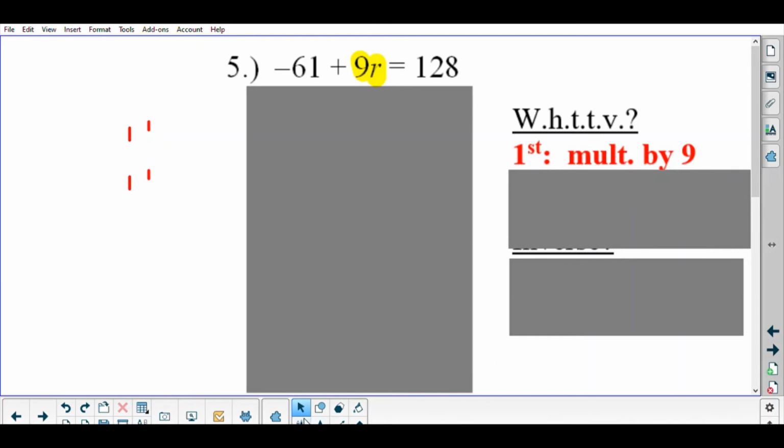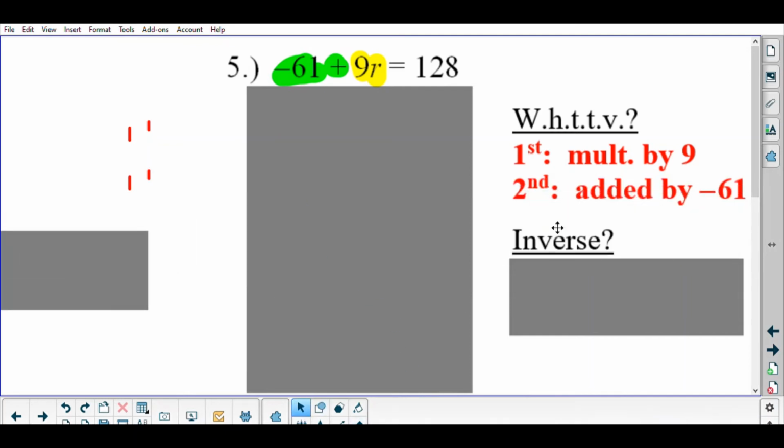Then, the second thing happening to the variable, if you continue to read to the left, and you're like, whoa, were you allowed to read right to left? Yes. The order of addition and multiplication does not matter, so you can read backwards. The second thing happening to the variable is being added by negative 61. Notice that is the order of PEMDAS, where you would multiply or divide before you would add or subtract. And that's the order you follow when you answer what's happening to the variable.